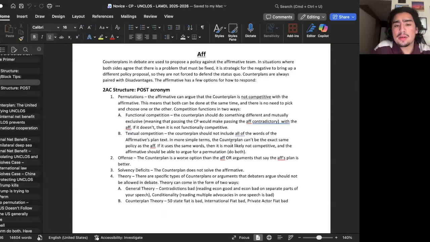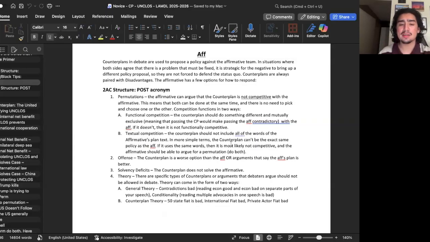The file and the counterplan primer inside the counterplan file gives you definitions. Let's go over them right now. The first one is functional competition. Functional competition states that the counterplan should do something different and mutually exclusive with the affirmative. If it doesn't, then it's not functionally competitive. So essentially, it just says the counterplan has to do something that is not the affirmative.